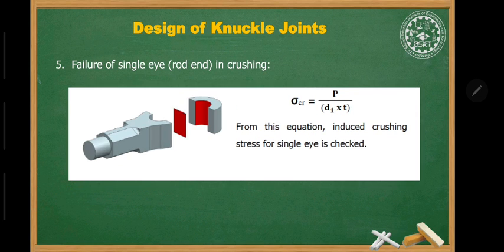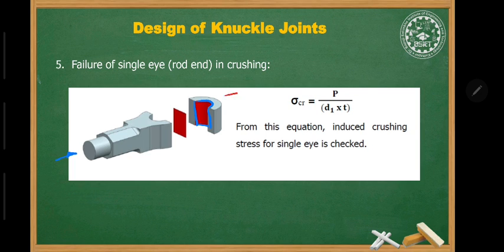So next step is failure of the single eye in crushing. So due to the knuckle pin, this inside portion of the knuckle pin, the single eye is subjected to the crushing stress. So when you see from this side, the projected area will be like a rectangle. Okay, so here we have to calculate this area of the rectangle.